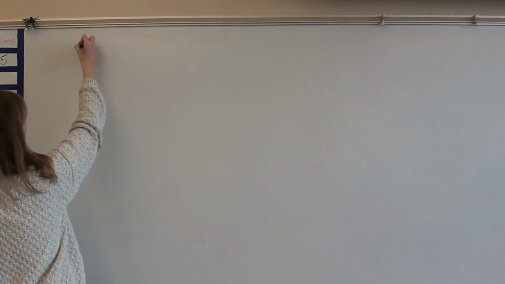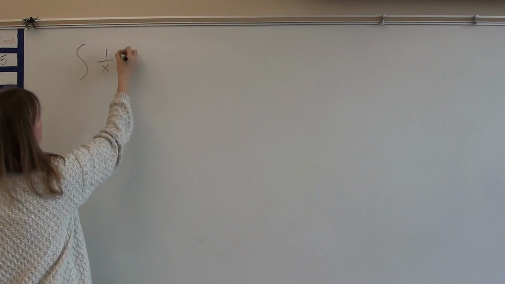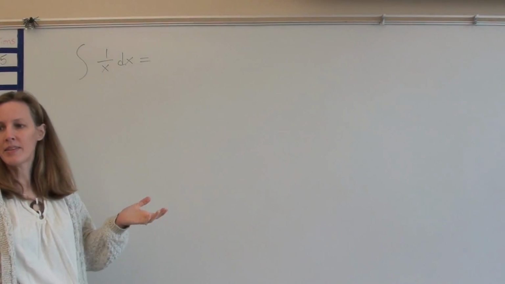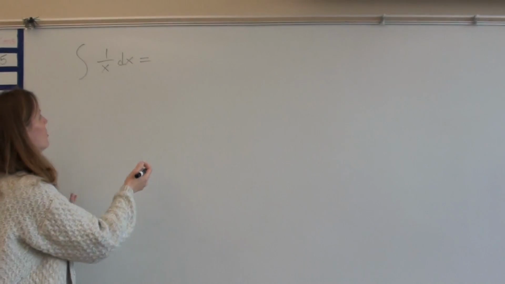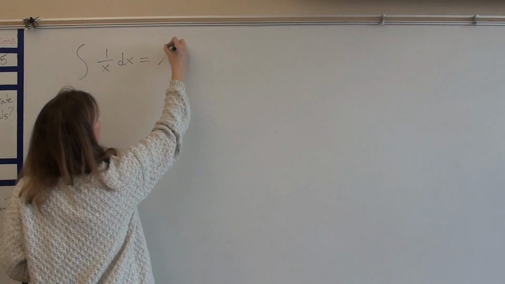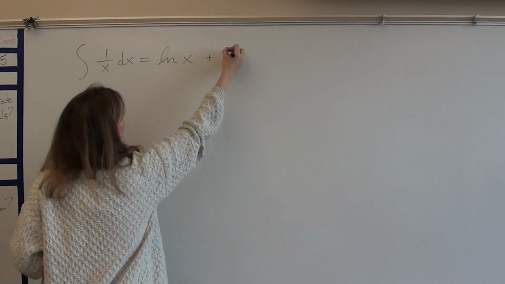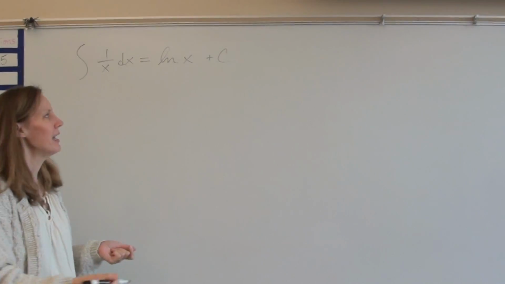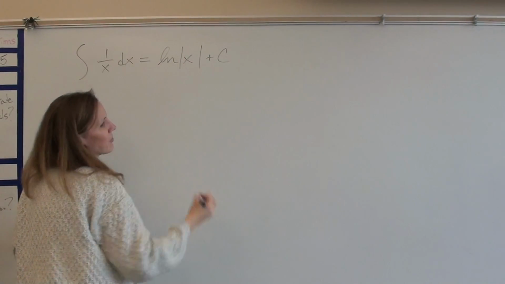Start with a little formula here. The integral of 1 over x dx, and this is going to give us what's called the natural log rule. All it says is that the integral of 1 over x dx is ln x. Very close. Plus c. Even closer. All right, it's actually ln absolute value of x.